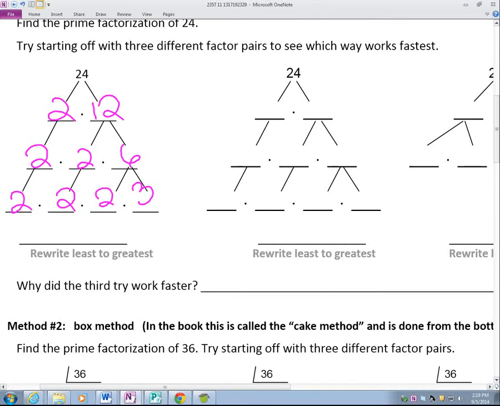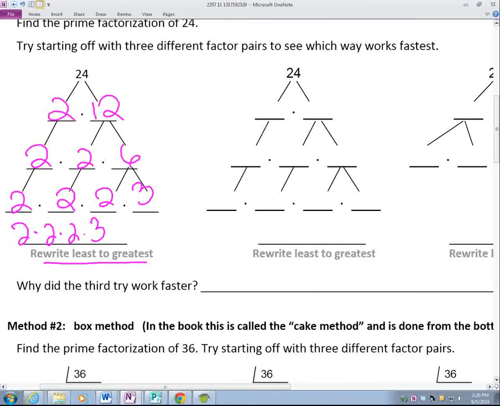So I'm going to write it down on this line. It says rewrite least to greatest. 2 times 2 times 2 times 3. It's already like that. My 2s are not too pretty today. 2, T-W-O, T-O-O.